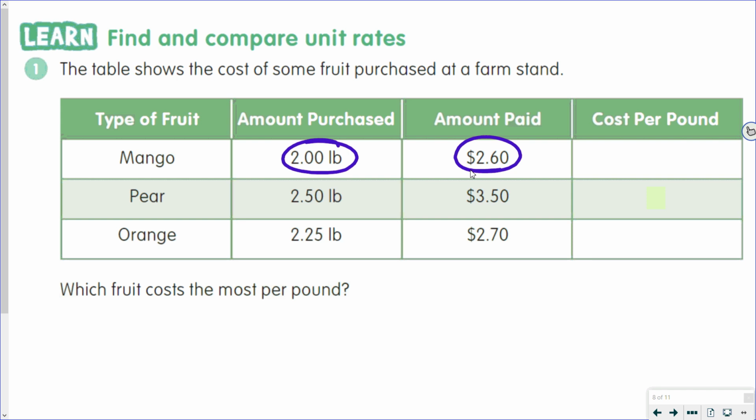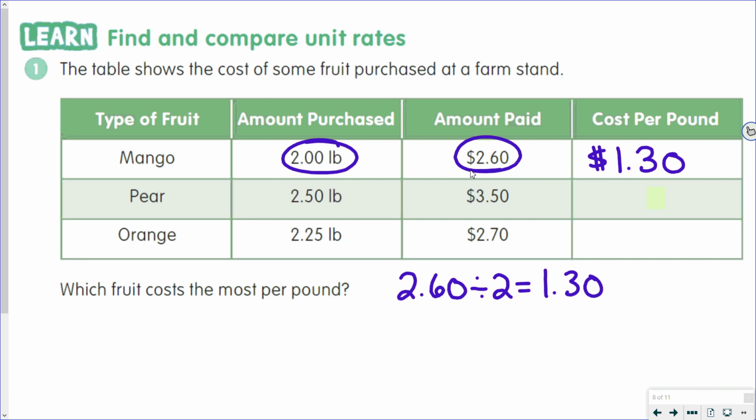So to get the cost of the mango, we're going to take $2.60 divided by 2. That's pretty straightforward to do. 2 divided by 2 is 1, 6 divided by 2 is 3, and 0 divided by 2 is 0. So we know that that's going to cost us $1.30 per pound.